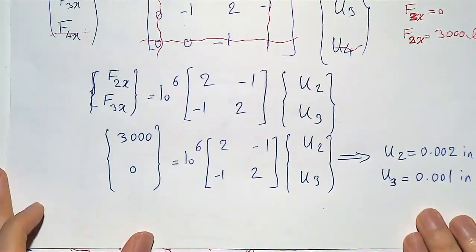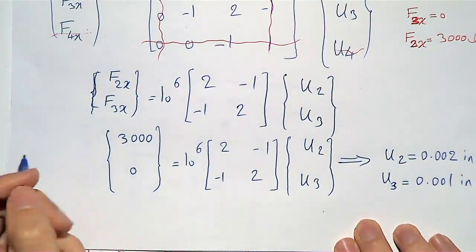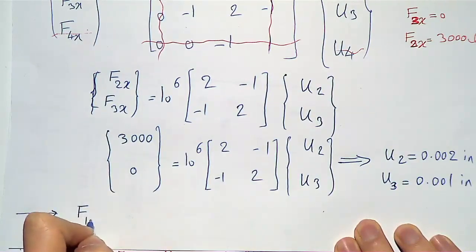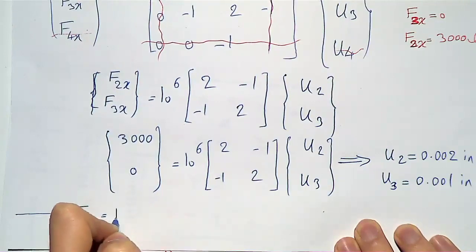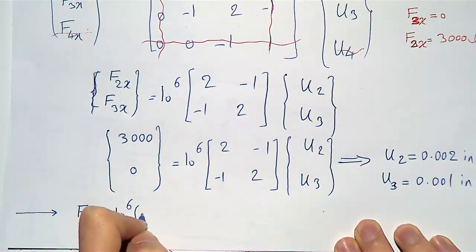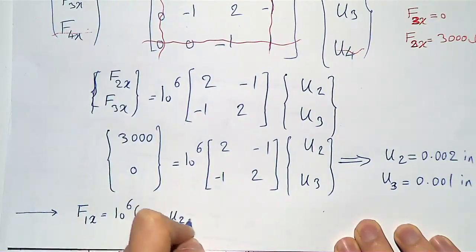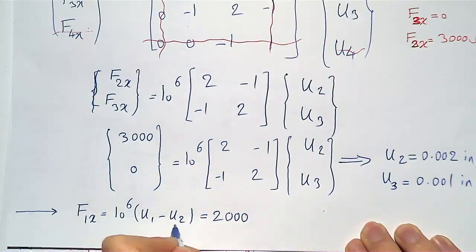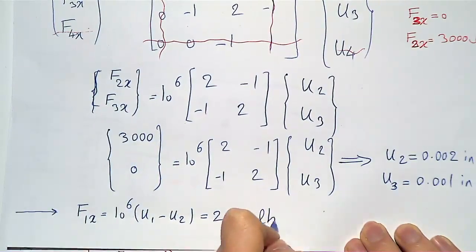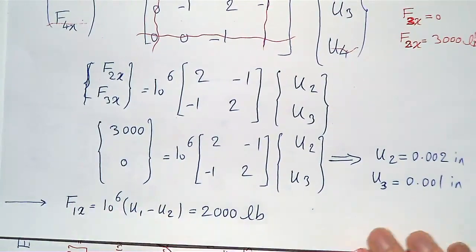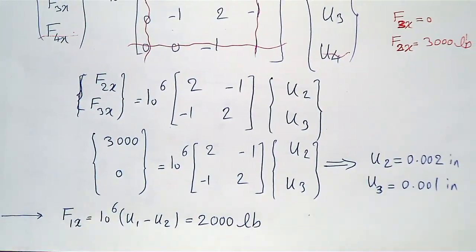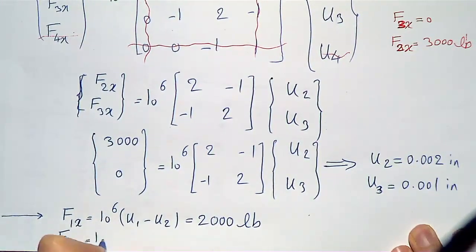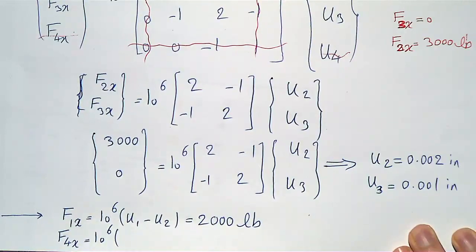Right, I'm gonna write it down at the bottom of here. So F1x would be this, and then by substituting U2 here, U1 is 0, this would be F1x. And the same way, we can calculate the reaction force at node number 4.